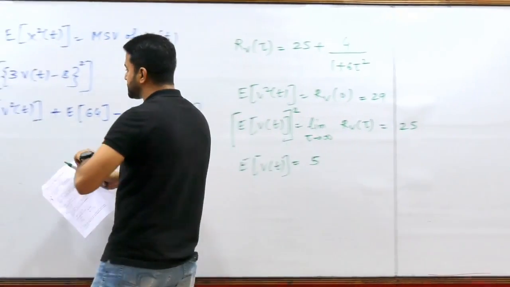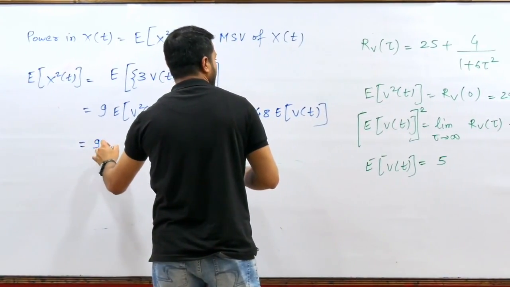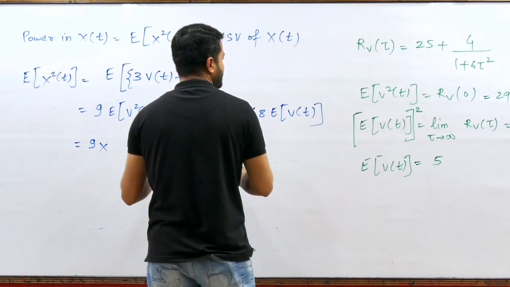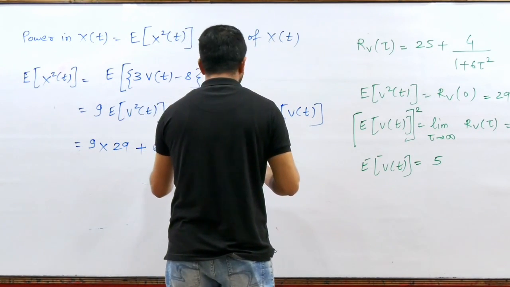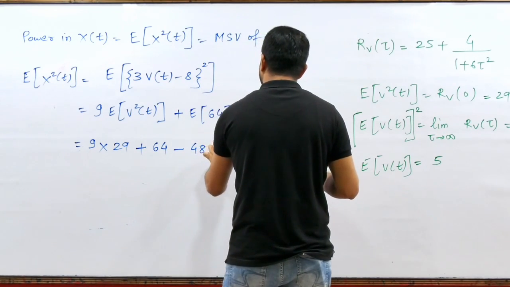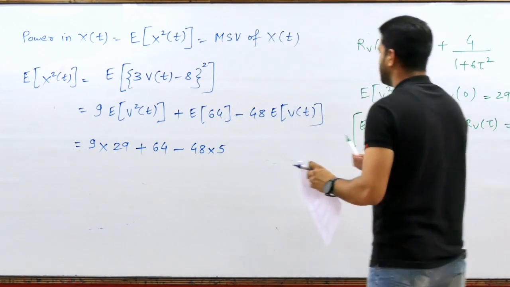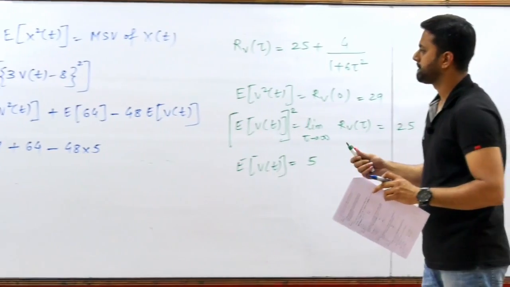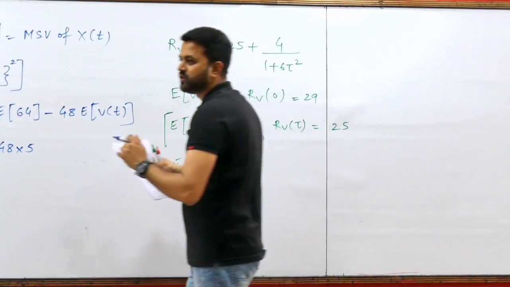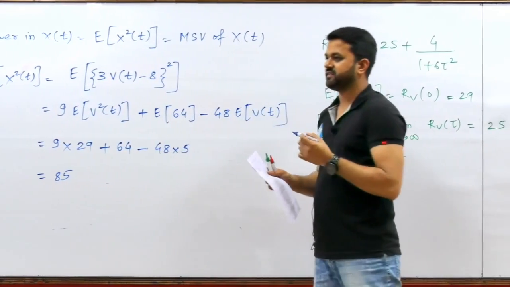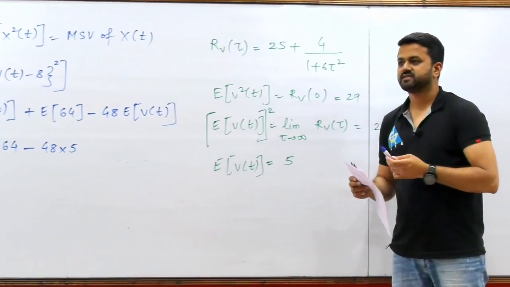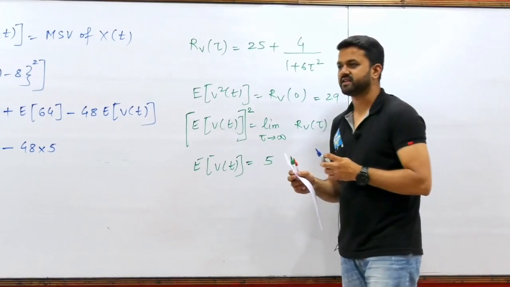Now you will substitute the values. So you will get 9 times the mean square value of v, which is 29, plus 64, minus 48 times 5. After solving this, you should get the answer as 85. Now you guys are getting the correct answer.